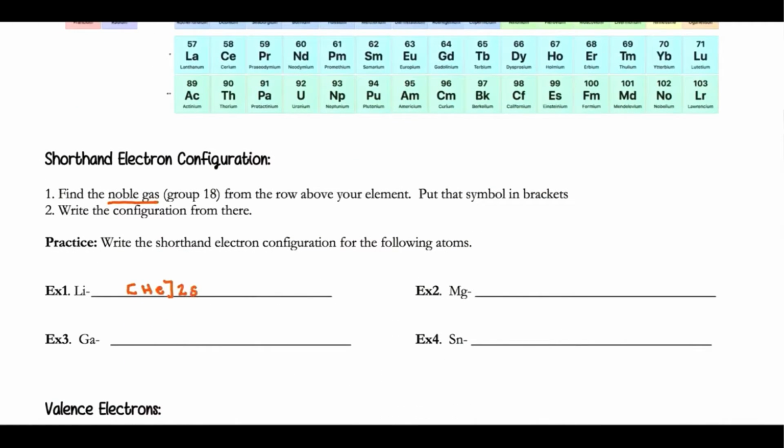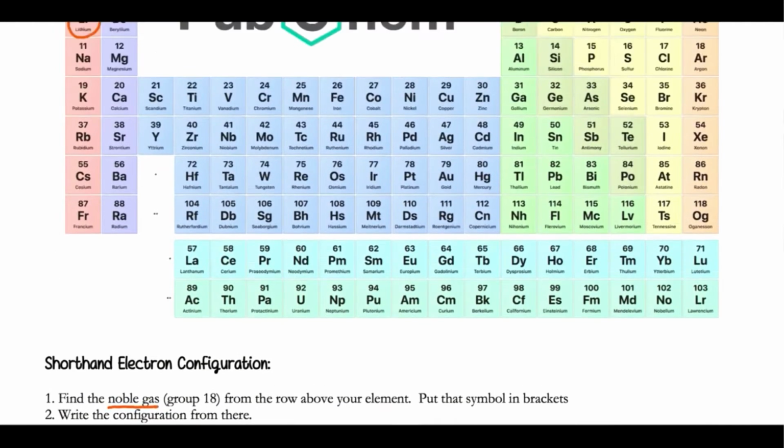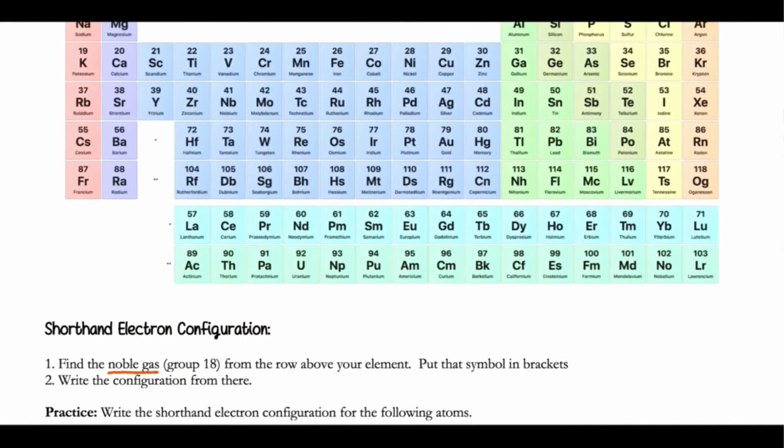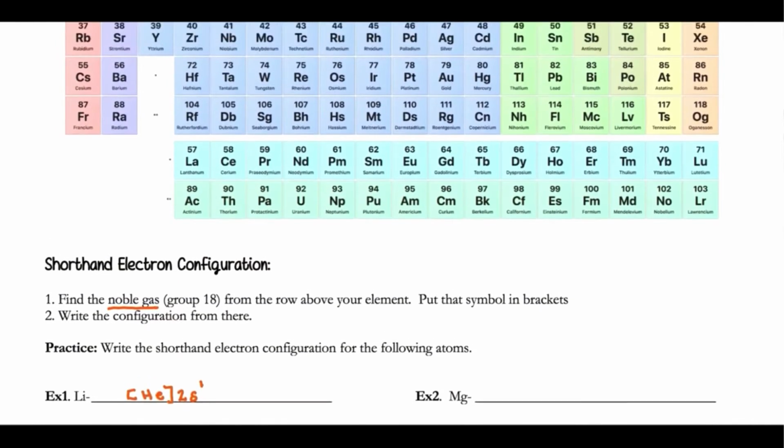If you notice, this doesn't really seem like much of a shortcut because all I would have had to write for lithium is 1s2, 2s1 for the electron configuration. But notice the helium in brackets. By putting it in brackets, I'm saying, hey, I've already covered the 1s2, we've got that covered. While that might not seem like a shortcut, let's look at the next example for a better shortcut. Let's look at magnesium.